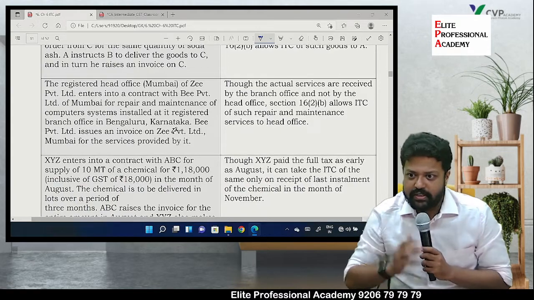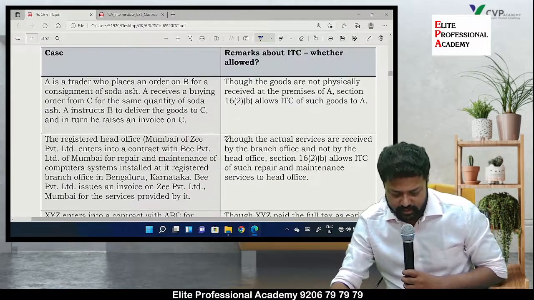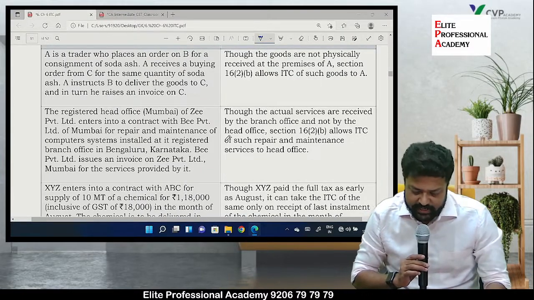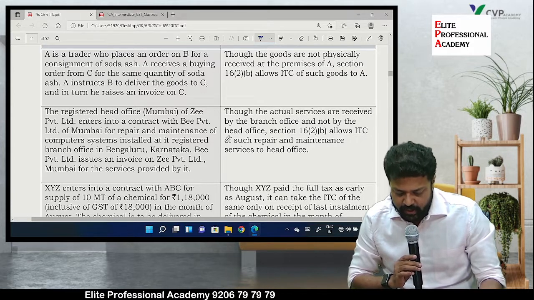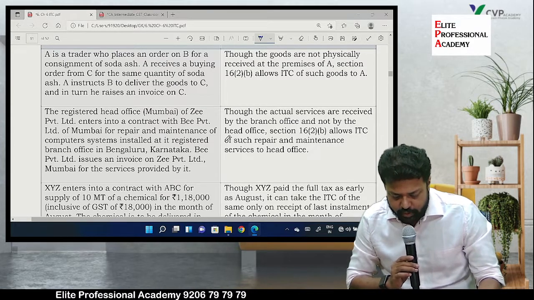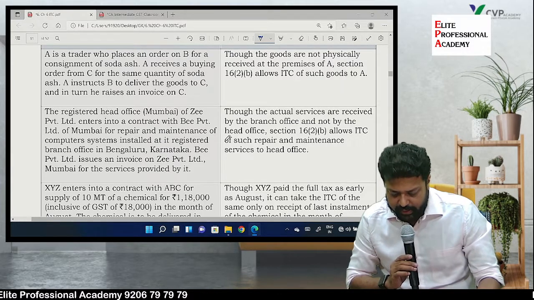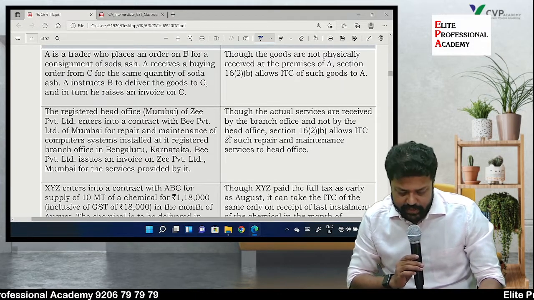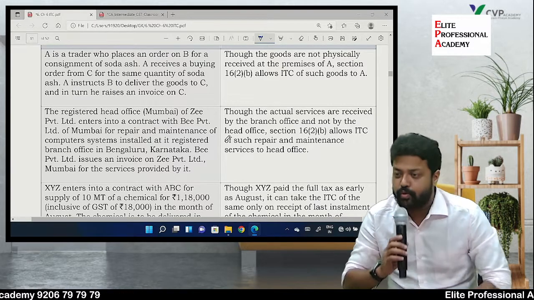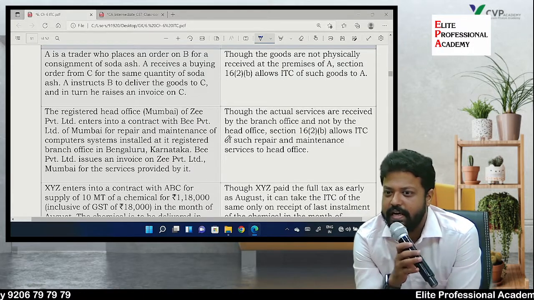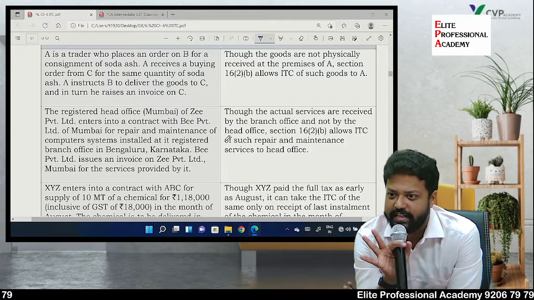It will be answered by you. Okay. The registered head office Mumbai of Z Private Limited enters into a contract with B Private Limited of Mumbai for repair and maintenance of computer system installed at its registered branch office in Bengaluru, Karnataka. B Private Limited issues an invoice on Z Private Limited, Mumbai for the services provided by it. Whether ITC is eligible. Have you understood the example or should I reread it?